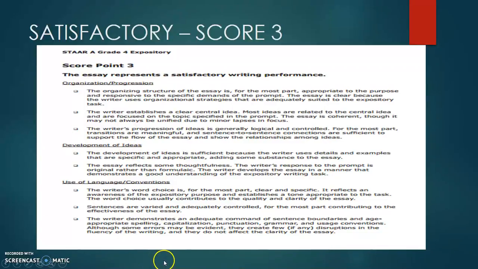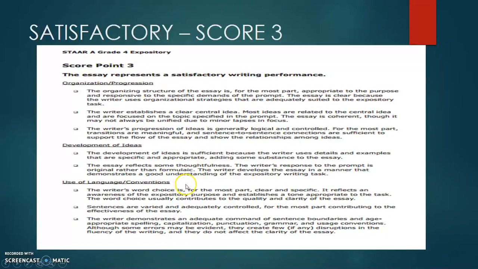This is very important. If you scored 3, that means the development of ideas is sufficient because you will use details and examples that are both specific and appropriate, adding some substance to the essay. So you're not only have you stated your central idea, but you're developing that idea with some details and examples. And the essay reflects some thoughtfulness. This is so very important.